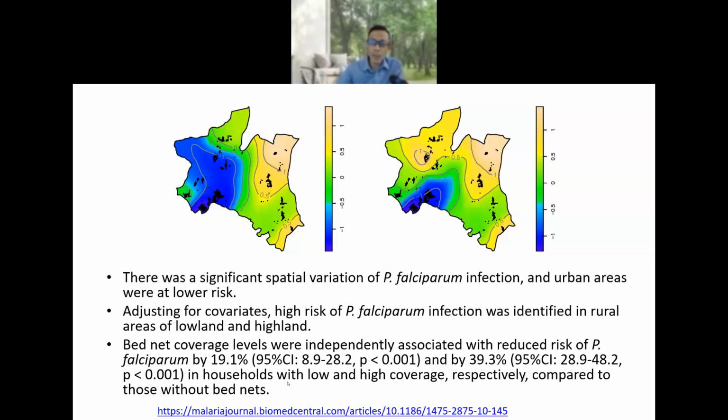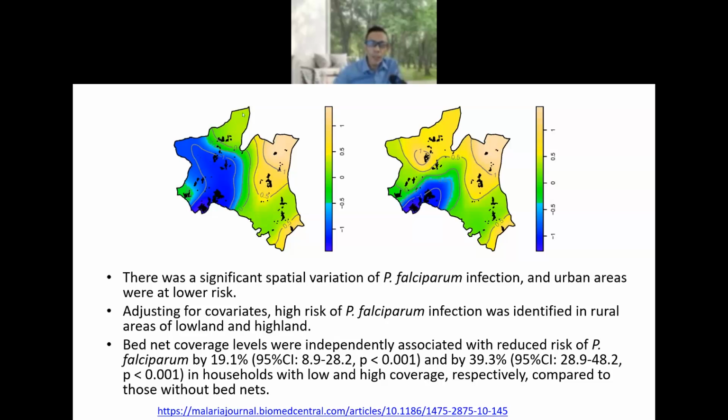After that, with the coverage including bed net coverage and so on and so forth, they produced the map of the risk of Plasmodium falciparum for this country. So it doesn't mean that you have to go here, you have to go here, you have to go there. No, you don't need to do that.